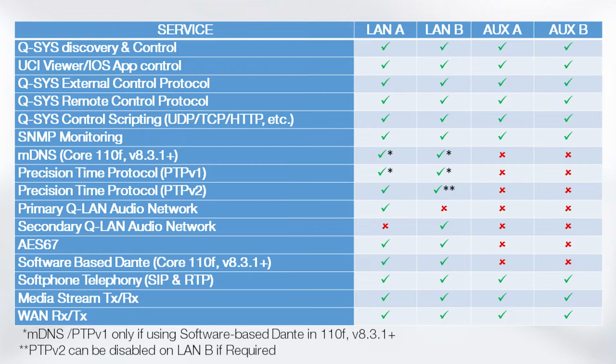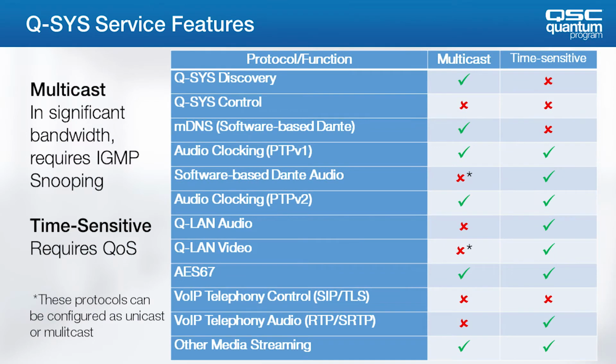Only LAN A and LAN B support real-time media streams that require the precision time protocol and the PTP protocols themselves. These protocols include Q-LAN, Dante, and AES67. All control-related protocols are supported by every network port. They can be enabled and disabled for security purposes, but they are available. Let's look at these services another way.